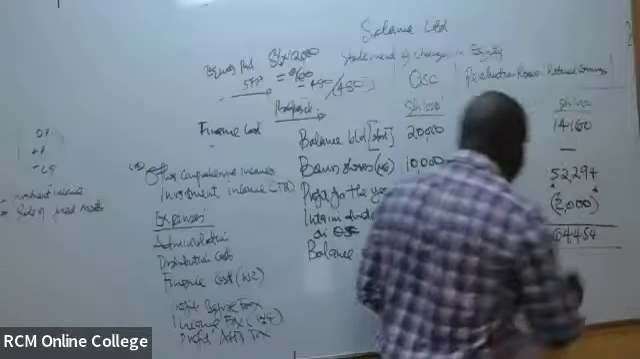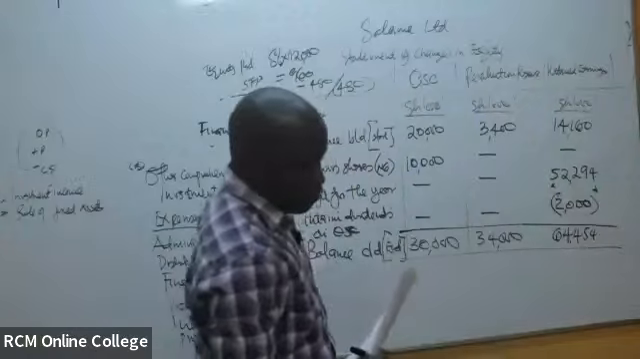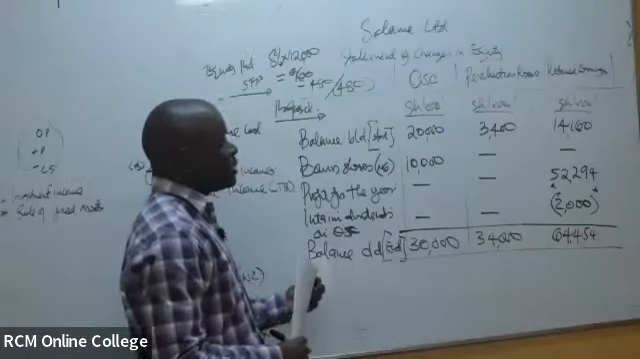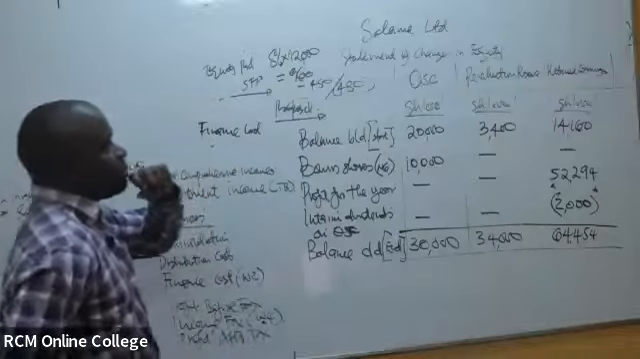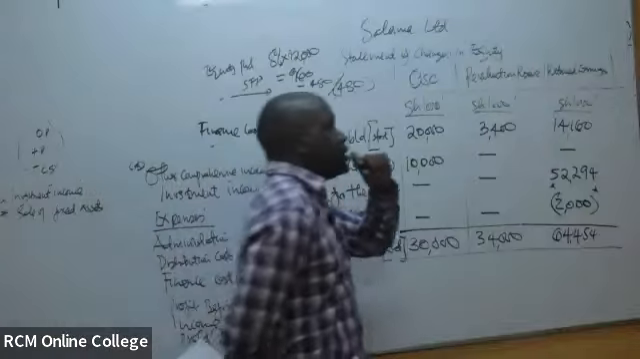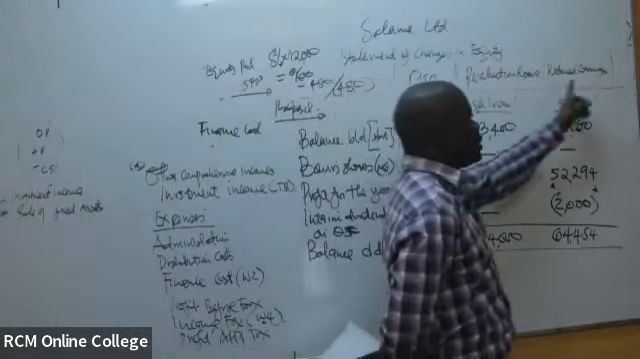64,454. I've just seen the figure there. 64,454. So that is basically, in this case, you'll end up having to prepare what? The statement of changes in equity. So under the statement of changes in equity, you look at how the equity elements are having to change during the year.